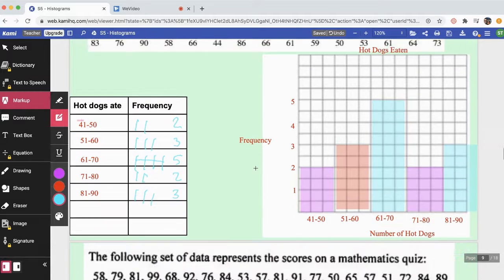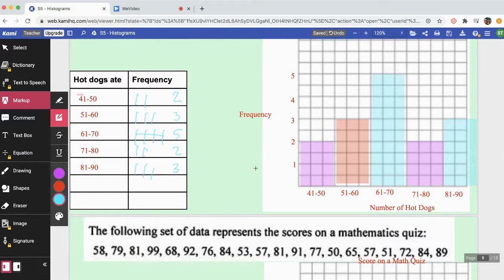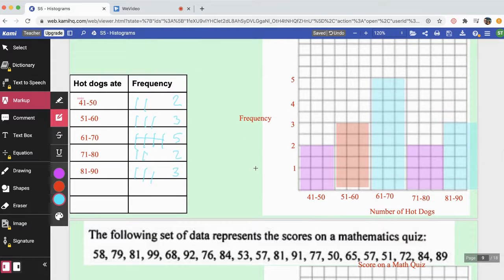All right, you turn the video on pause and you look at this next one and do the very same thing. Come up with your own intervals and fill out the chart and then make your histogram. Make sure you label, and then come back and check it with mine.